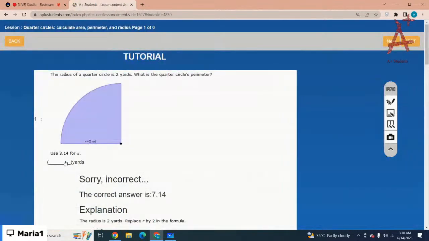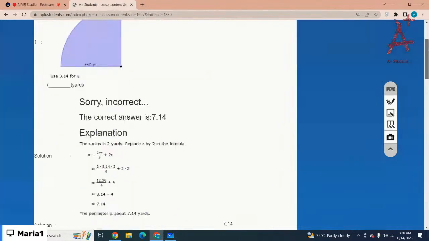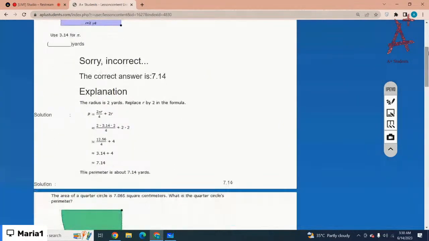Okay, quarter means the fourth part. Got it? So here is the quarter circle, the fourth part of the circle. You are given the radius that would be 2 yards, and what is the quarter circle's perimeter? You have to calculate the perimeter of the quarter circle. Got it? Perimeter and circumference of the circle is exactly same. So it would be P equals 2 pi r divided by 4 plus 2r. You can keep this formula in your mind whenever you have to calculate the perimeter.